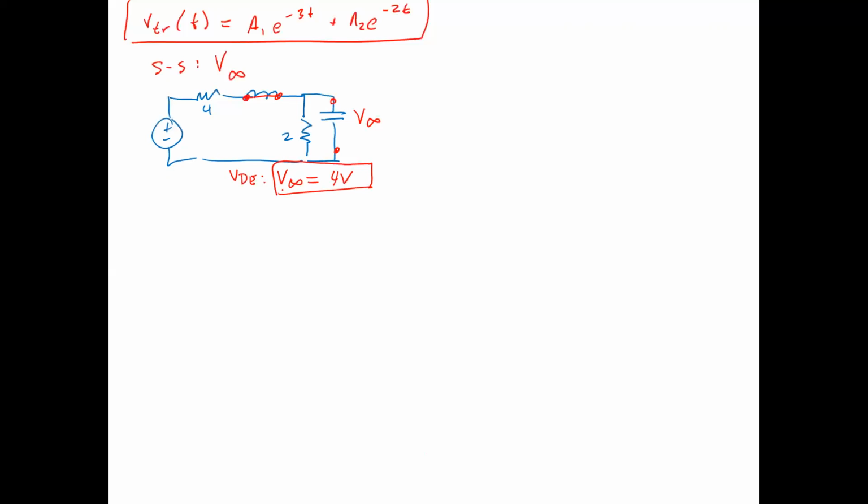You can see the voltage divider in there. You've got the 4 and the 2 ohm. When the inductor becomes a short, the 4 and the 2 become a series combination, and the capacitor voltage is really tied to the 2 ohm resistor, basically.